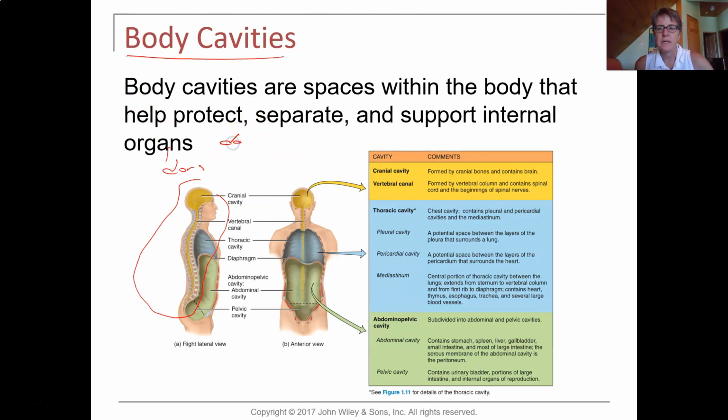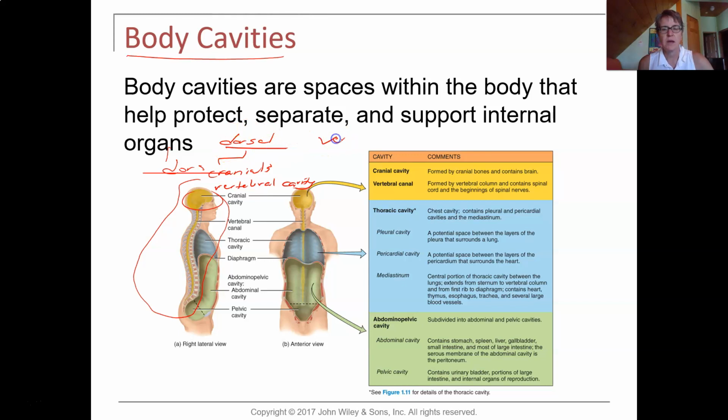So we start with the dorsal body cavity, and that consists of the cranial cavity, which has your brain, and then the vertebral cavity, which has your spinal cord and the vertebrae, right? So that's dorsal.